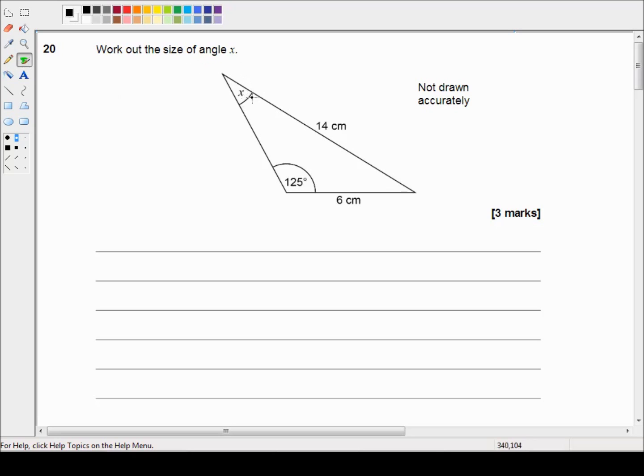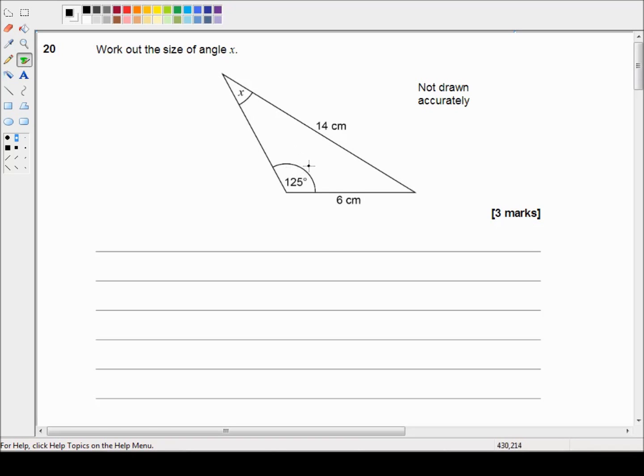So we've got an angle here, and the opposite length is 6 centimeters. We've got another angle here which is 125 degrees. This is 14 centimeters. So it's very clear, even from a diagram that's not drawn to scale, that this is not a right angled triangle. So we can abandon all hope of using Pythagoras' theorem or the bog standard trigonometry, like opposite over adjacent equals sine theta or whatever.